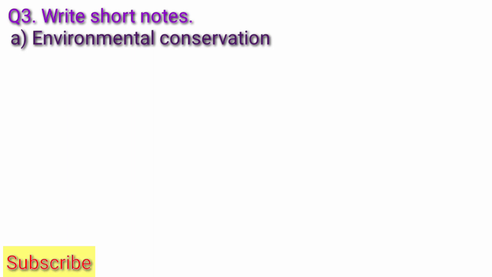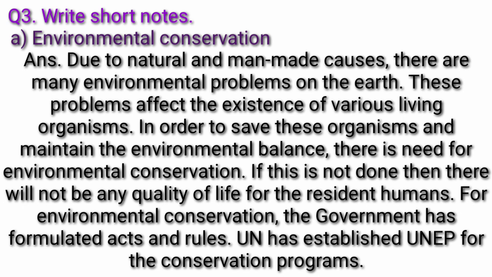Question 3. Write short notes. A. Environmental conservation. Answer. Due to natural and man-made causes, there are many environmental problems on the earth. These problems affect the existence of various living organisms. In order to save these organisms and maintain the environmental balance, there is a need for environmental conservation. If this is not done, then there will not be any quality of life for the resident humans.